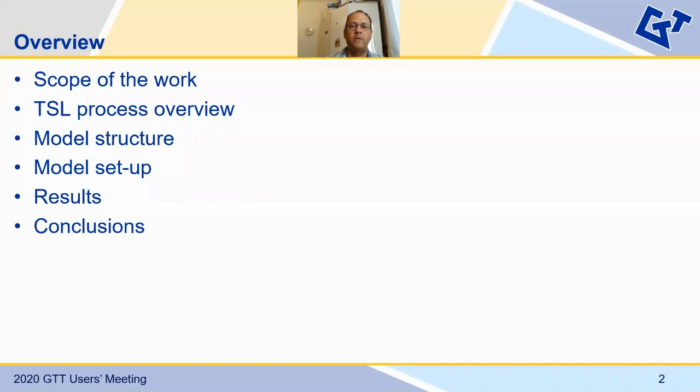My presentation will be divided into the following topics. At first, I will say something about the scope of the work. Then I will give an overview about the TSL process. Next, I'll explain something about the model structure. I go over to the model setup. At the end, I will show the results, and I will finish with the conclusions.